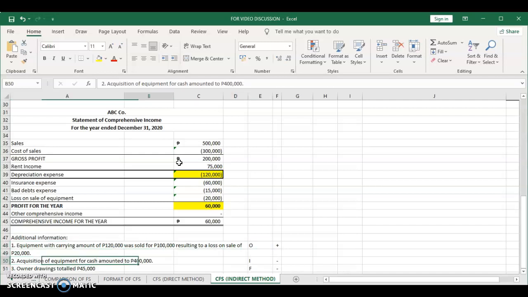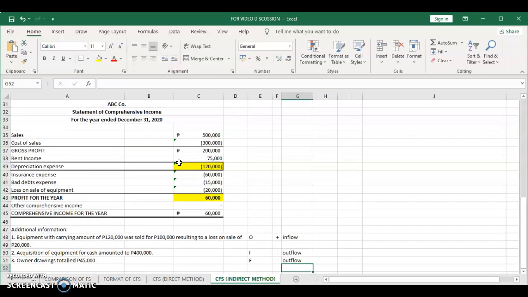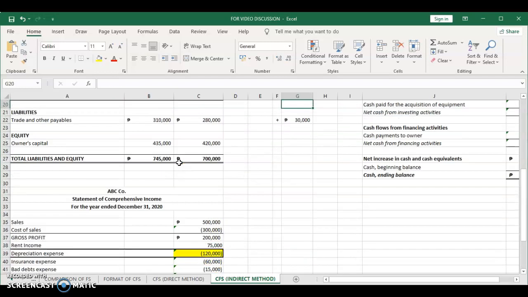And then the second one, acquisition of equipment for cash amounted to 400,000. So, when you purchase an equipment, that is an outflow. Pero that is under investing kasi equipment. And then number 3, owner drawings totaled 45,000. So that is financing under the outflow. Okay? So let's have it now.